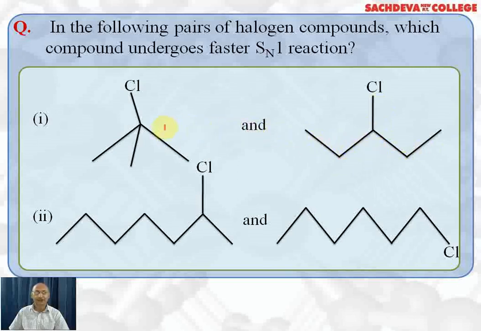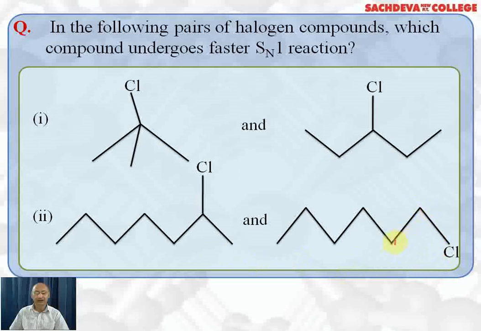Answer is tertiary butyl chloride will react faster because it will form tertiary carbocation, which is more stable. This will form secondary carbocation, which is less stable. Here we have secondary and this one we have primary. So naturally secondary will react faster because it will form secondary carbocation, which is more stable than primary carbocation.